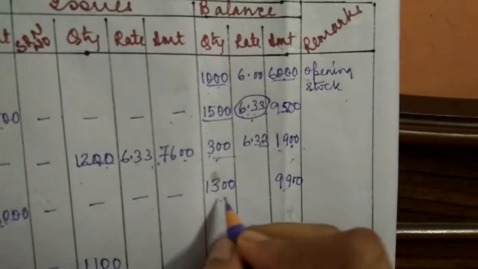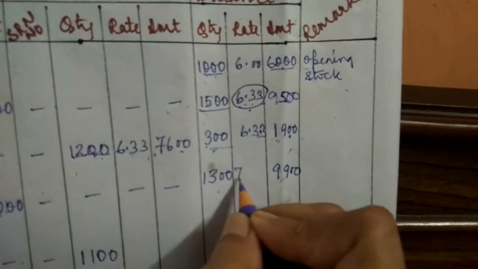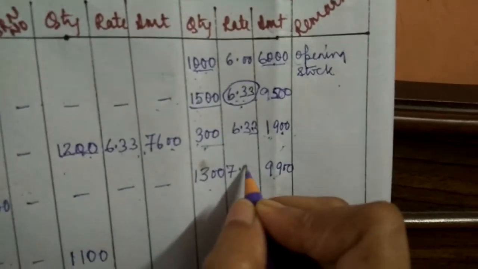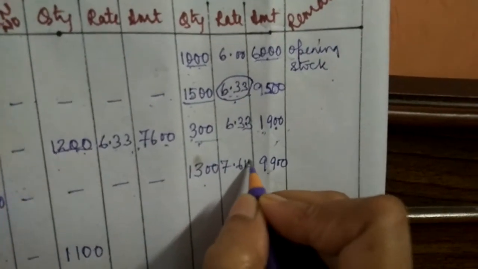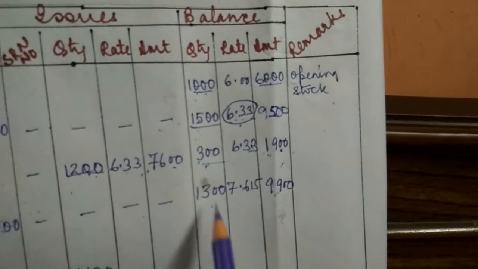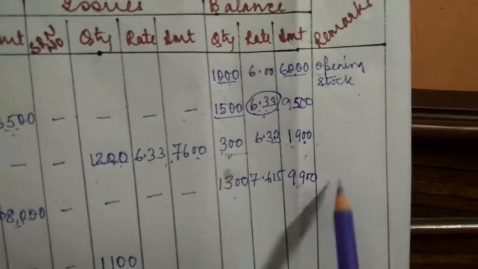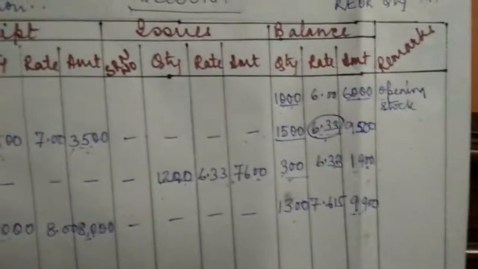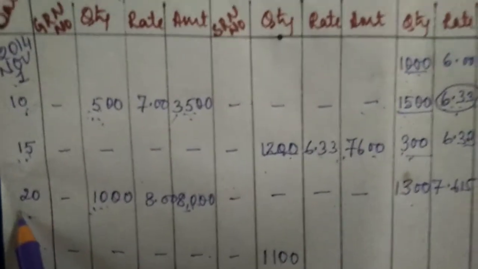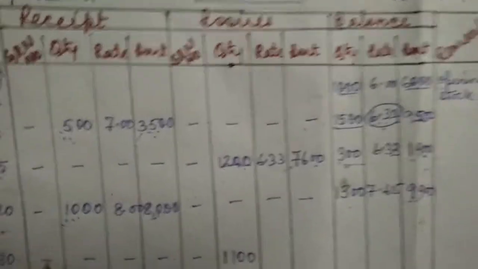I hope we will get how much? 7 rupees 615 paisa. Okay, this much. This is our balancing column. On which date? On 20th. Okay, now we will move on to the next date, that is on 30.